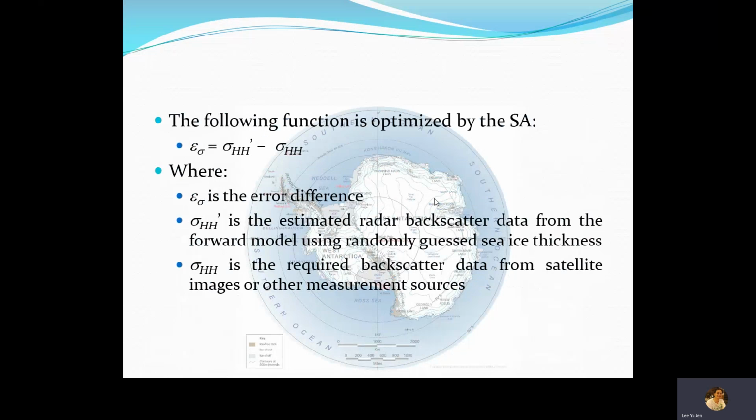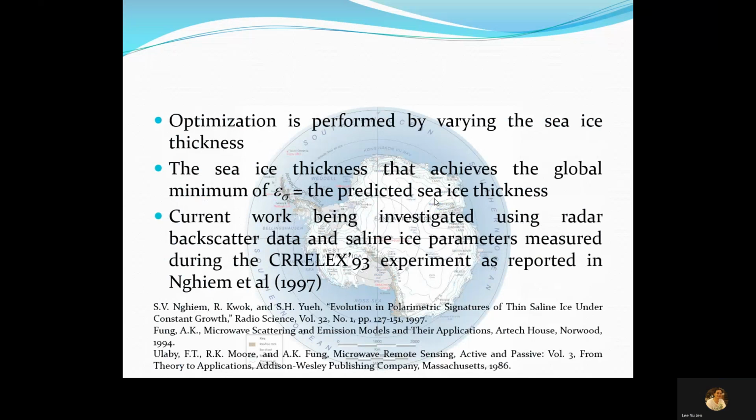So this is the error function that we are seeking to optimize, which is the error difference between the predicted radar backscatter data from the forward model and the measured backscatter data, which can be from the satellite image or other measurement sources. As mentioned earlier, we perform the optimization by varying the CI thickness, and the CI thickness that achieves the global minimum is the predicted CI thickness.